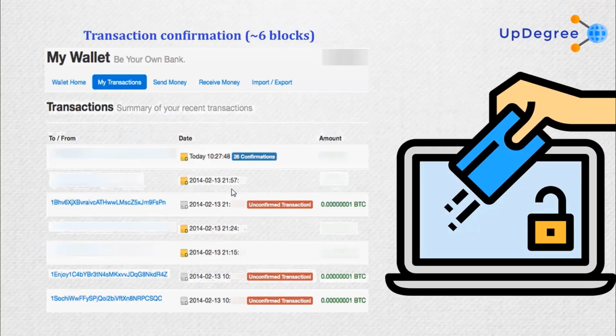So you can see here a screenshot of an actual transaction. It can be any wallet. You can see at 10:27:48 there are 26 confirmations, and there are also some unconfirmed transactions. Transaction confirmation happens when there are at least 6 blocks.